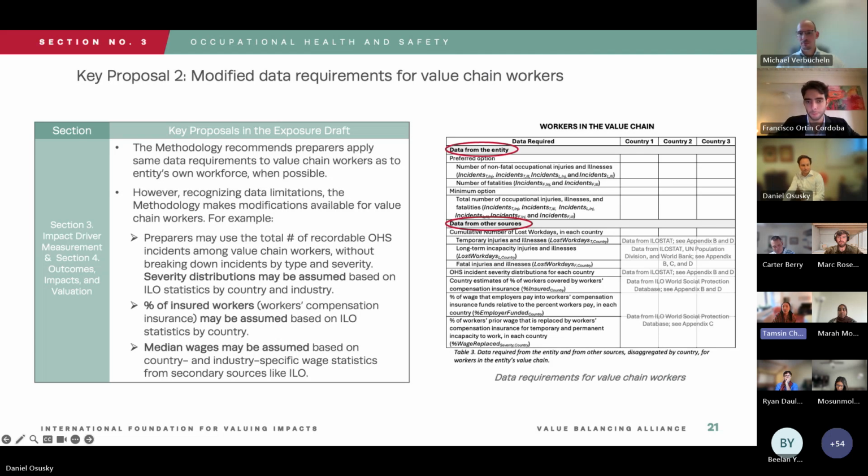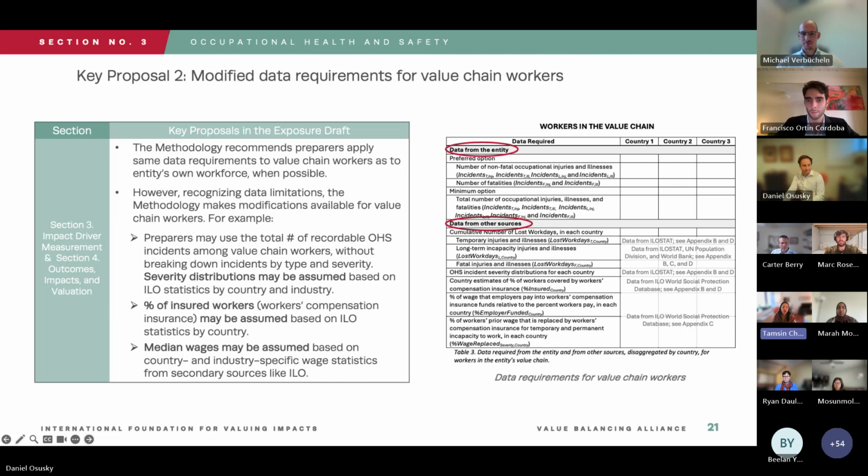Preparers may use the total number of recordable OHS incidents among value chain workers without breaking down those incidents by type, so illness and injury, and severity, temporary, long-term incapacitations, and fatalities. It is preferred that there is a breakdown by fatal and non-fatal, but if that data are not available, those types of severity distributions can be assumed based on ILO statistics by country and industry.